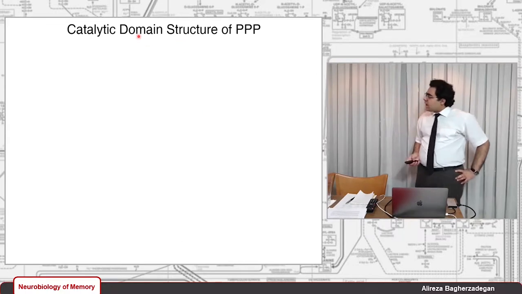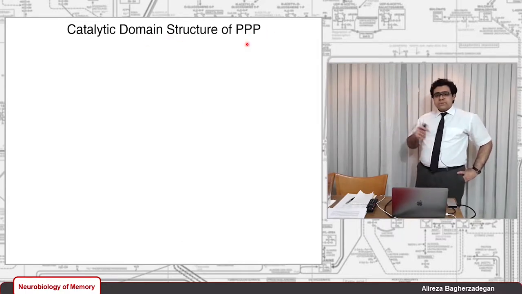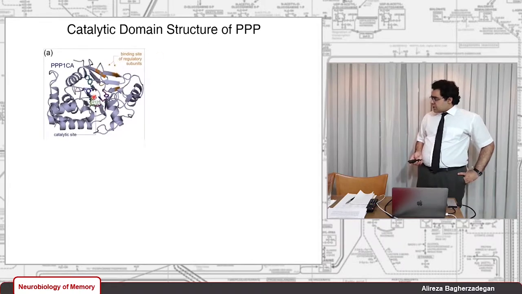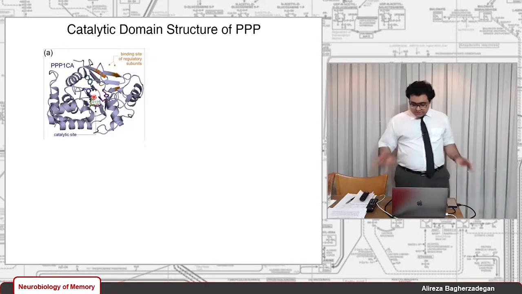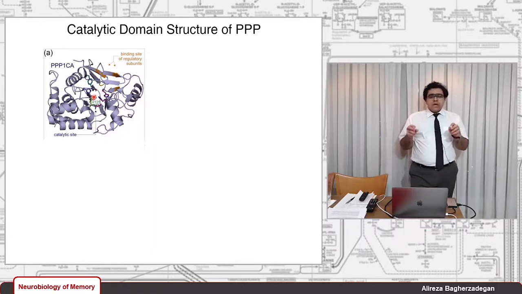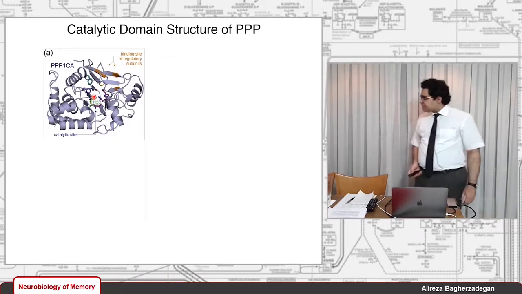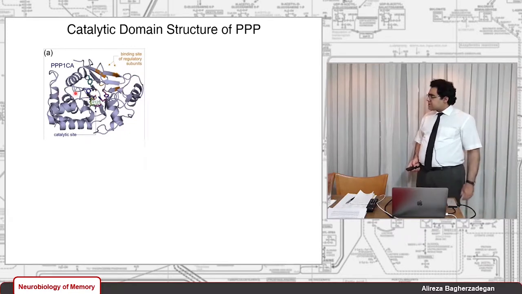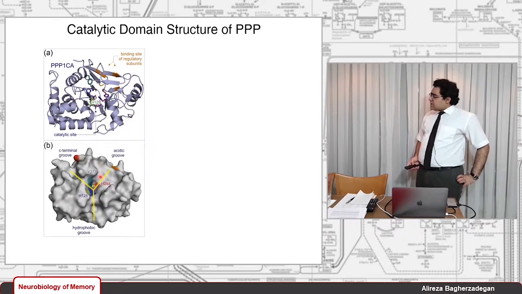So let's talk about the catalytic domain structure of PPP, or serine threonine phosphatase, and its catalytic mechanism. This is a general structure of PPP. PPP, or serine threonine phosphatase, is a dinuclear metalloenzyme. It means that it is an enzyme which has some metal ions in it, and those metal ions play a very important role in its catalytic action or mechanism function. Well, so this is the general structure of it. The catalytic cleft or catalytic site has a Y shape, okay, and it is characterized by a C-terminal groove, an acidic groove, and a hydrophobic groove. So there is a Y-shaped catalytic site.